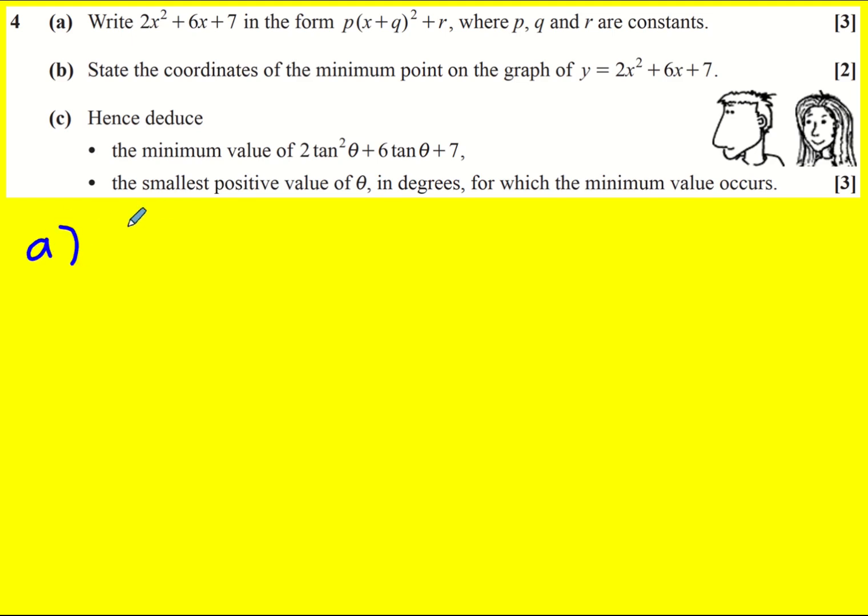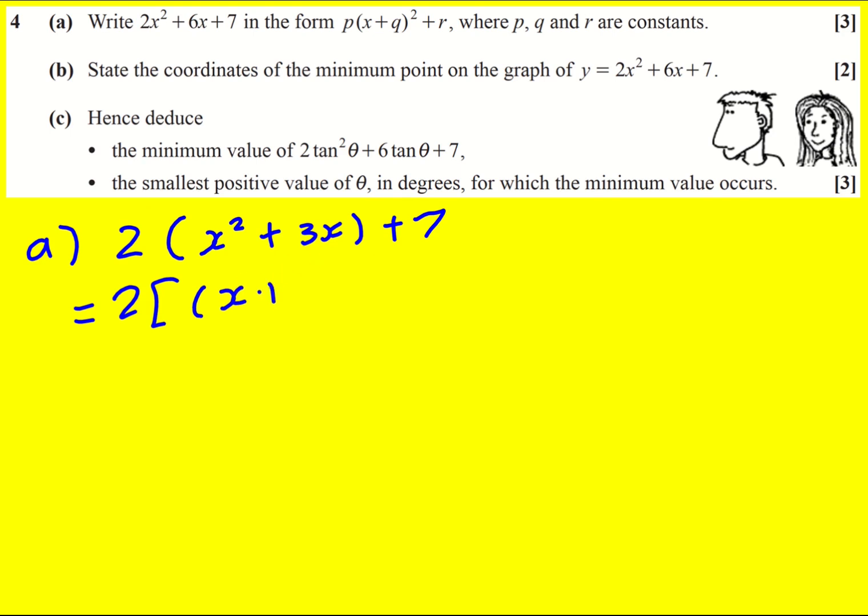First up, we need to complete the square. So factorize the 2 out, just at the first two terms. And then with x squared plus 3x, it's going to become x plus 3 over 2 squared, minus 3 over 2 all squared, which is 9 over 4, plus 7.